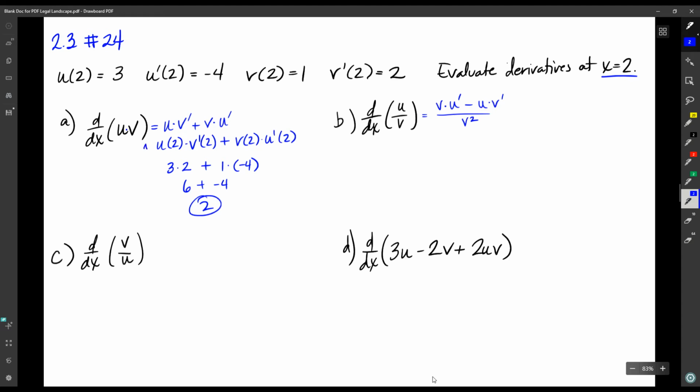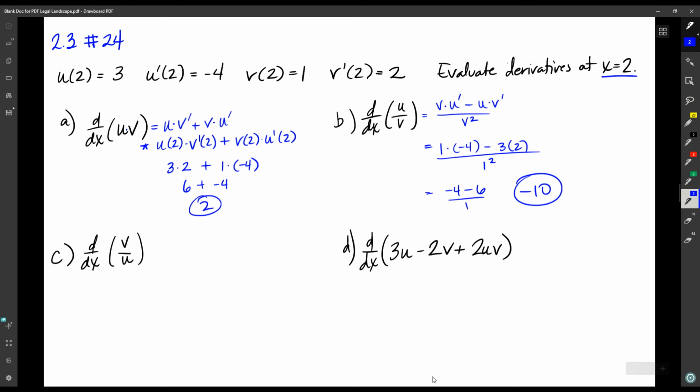So I'm going to skip the step I did in part A where I showed what I would be substituting and just head straight to the substitution. So v of 2 we know is 1, while u prime of 2 is negative 4. Minus u of 2 is going to be 3, and then v prime of 2 is going to be 2. And then this is all over v of 2 squared, so that's just a 1 squared. So what do we have? A negative 4 minus a 6 over a 1. So our final answer here is negative 10.